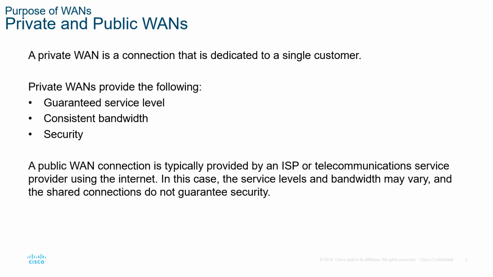So there are two main types of WANs: private WANs and public WANs. A private WAN is a connection that is dedicated to a single customer. A private WAN could be a guaranteed service agreement using an SLA. It will also ensure consistent bandwidth, no fluctuation, and it does provide a little bit better security. A public WAN connection is typically provided by an ISP or other telecom service provider, and they use the internet, for example. In this case, the service level agreement and the bandwidth will vary depending on the shared connection, and it's not guaranteed secure, and it's not guaranteed always available.